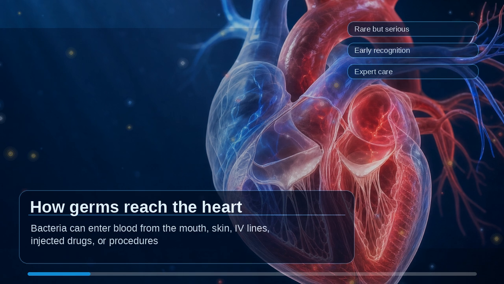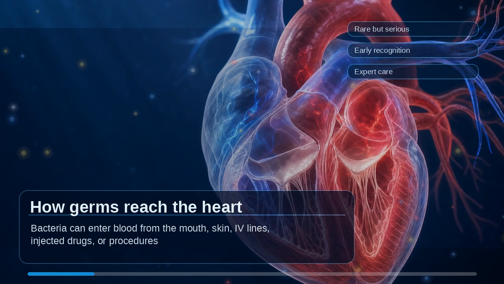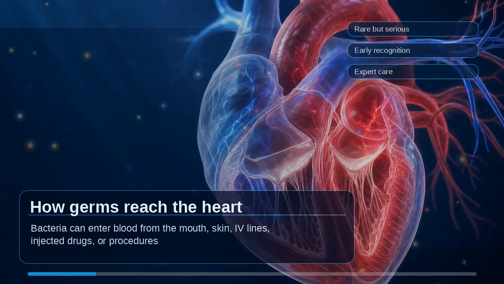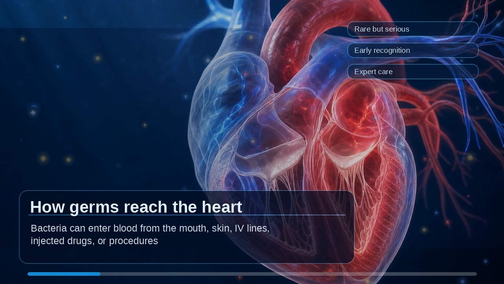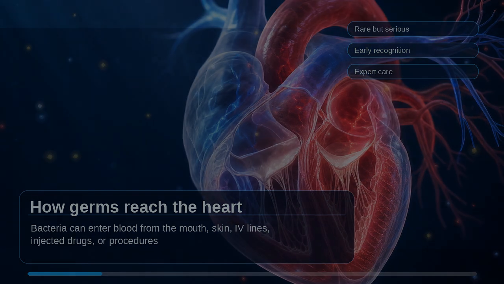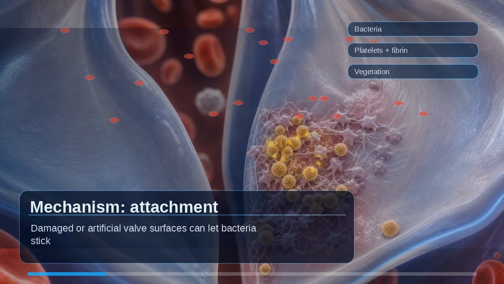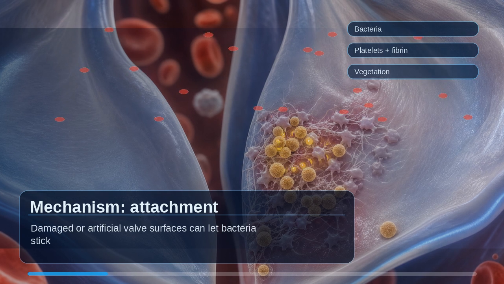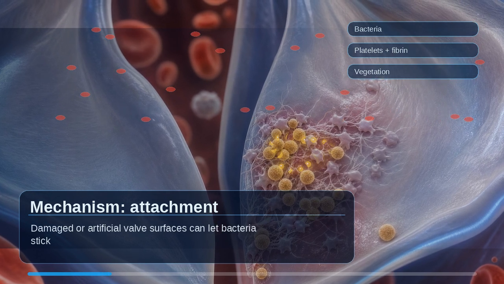The key event is attachment. A tiny rough spot on the valve acts like a landing pad. Blood clotting material, called platelets and fibrin, can collect there. Bacteria attach to that material and hide inside it. Over time, this forms a clump called a vegetation.